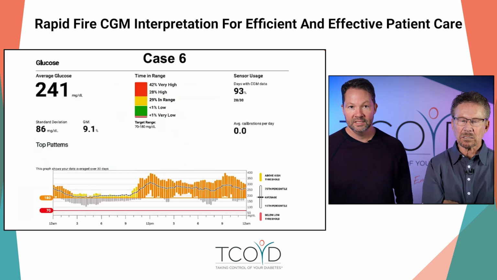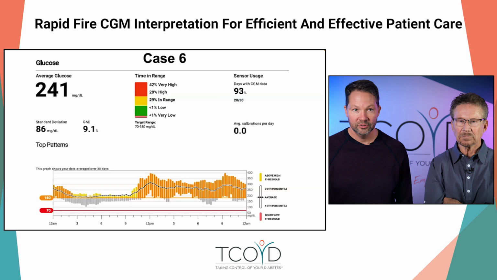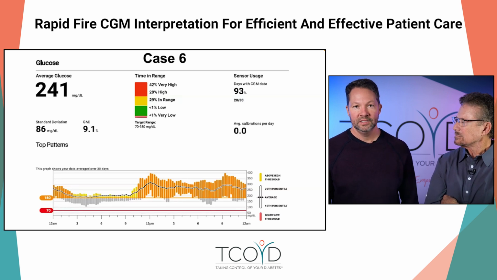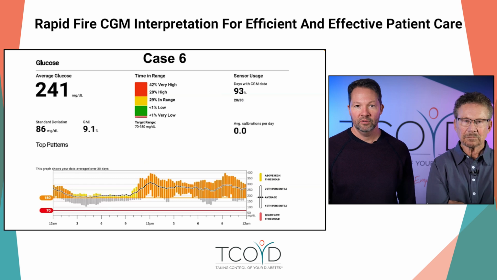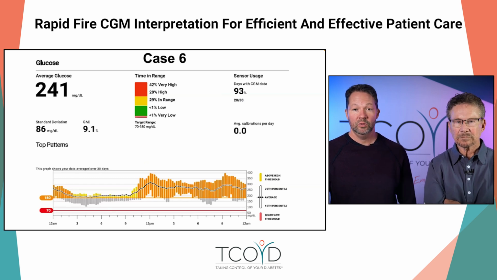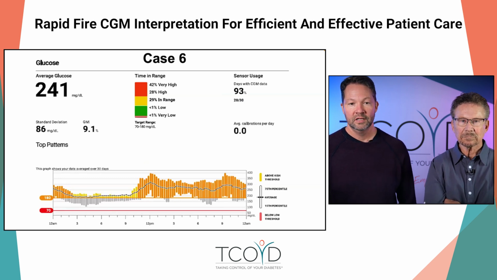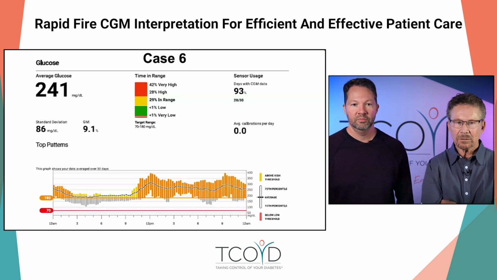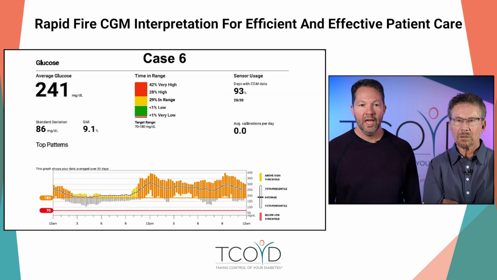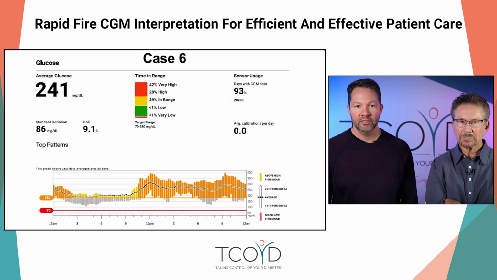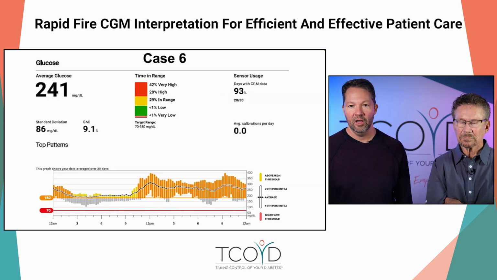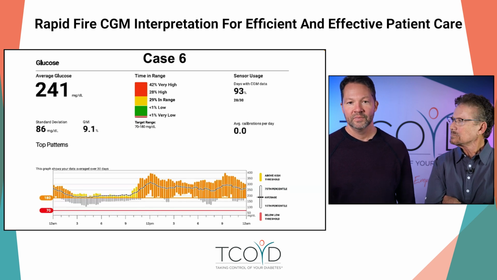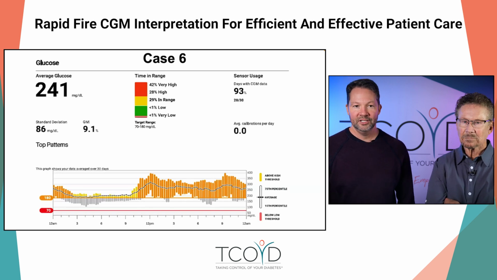Okay, case 6. All right, so this is kind of an interesting one. High average 241, high estimated A1C 9.1, time in range not great at 29%. Again, thankfully no lows. Person's high a lot. And then you look at the time of day, this is different than the first case where it was high all the time. This is kind of interesting, that blood sugars do okay between the hours of 3 and 9 a.m. and then everything goes to hell the rest of the day.